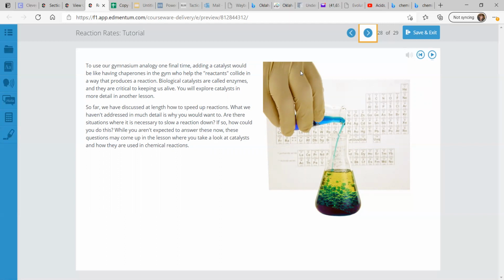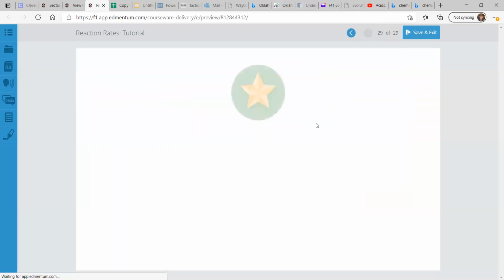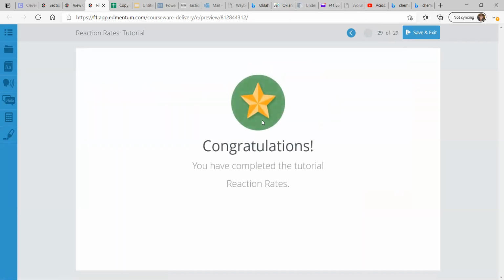Just keep these questions in mind in all types of science lessons. It's a good thing to ask, well, why do you want to use this information in the first place? But that's it for reaction rates.